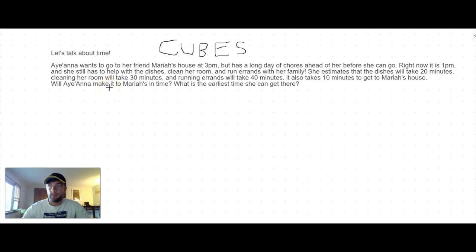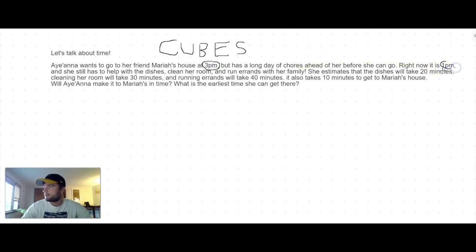So that's a pretty long problem, but let's break it down and see if we can simplify it using cubes. So step number 1, circle the numbers. We have a lot of writing here in the beginning, but not a lot of numbers. I am going to circle the times because we're probably going to have to use those.